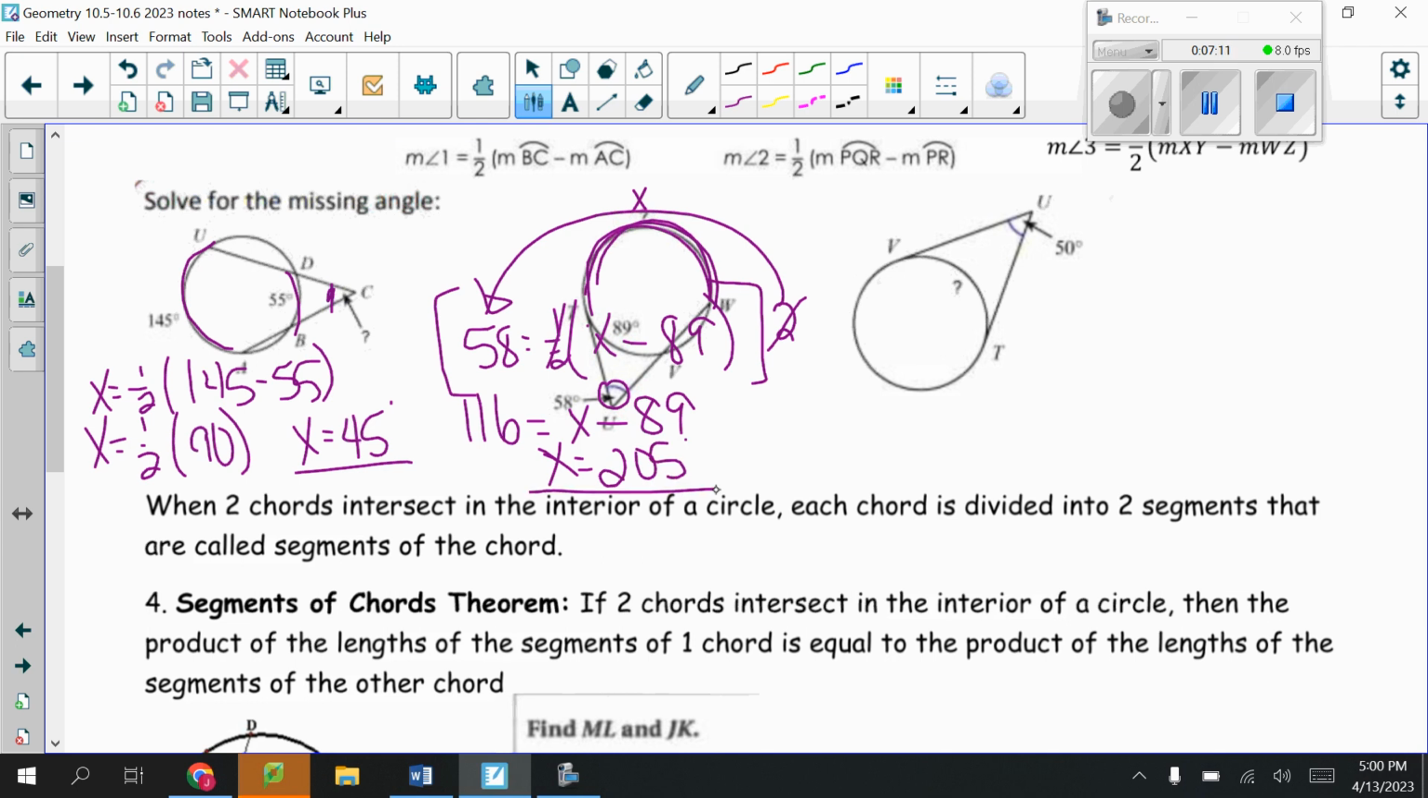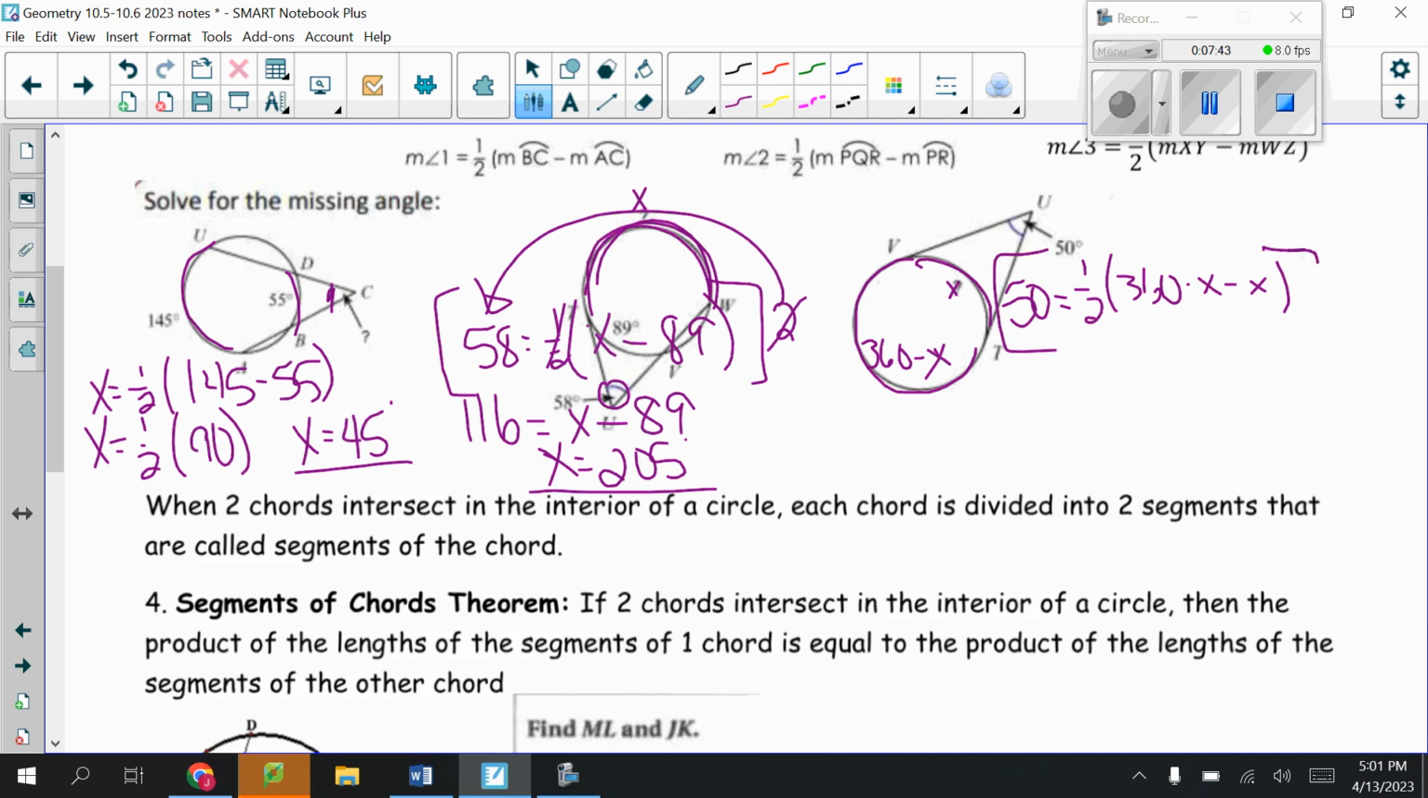And our last picture, we want this little bitty arc in here. This is my X. I'm going to have to call this great big one because I don't know it, but I know all together is 360 because it's the whole circle. So I can call this great big one 360 minus X. So then I would set this up 50 equals 1/2 my big arc, 360 minus X, minus my little arc, X.